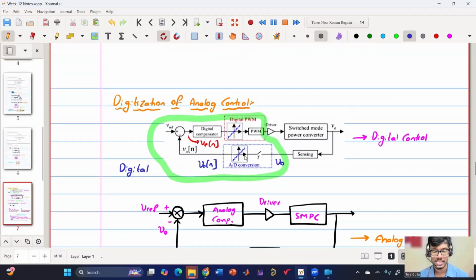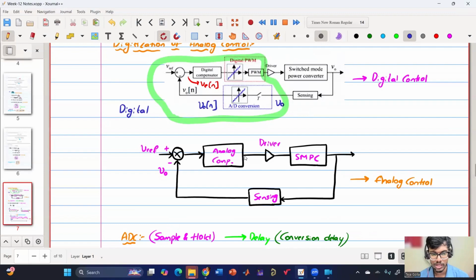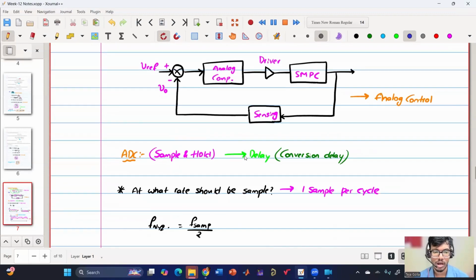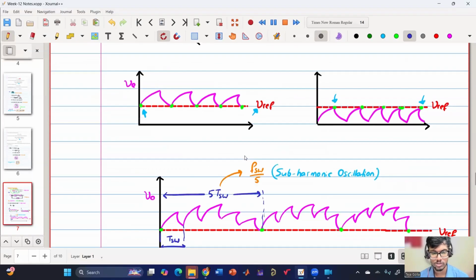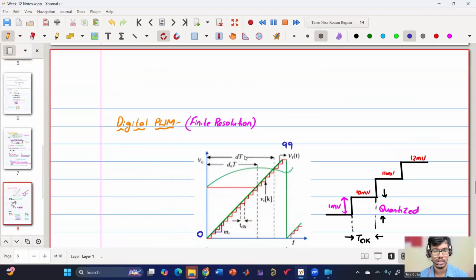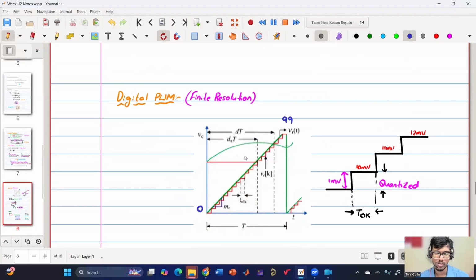And then we have seen the digitization aspects of the analog control, and how the ADC causes issues in terms of the conversion delay first and foremost, and then at what rate we should sample. That will also have an impact in terms of limit cycle oscillations if the sampling rate is higher than the switching frequency, or it will lead to subharmonic oscillation if the sampling rate is lower than the switching frequency. And then because of the finite resolution, there can be issues because of the quantization, vertically in voltage level as well as in the time level.